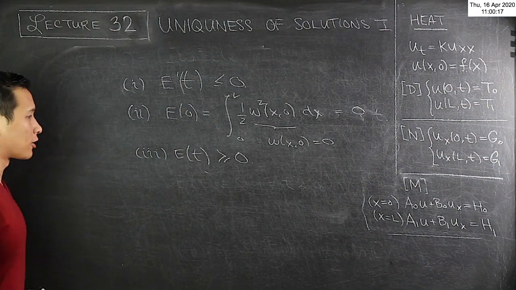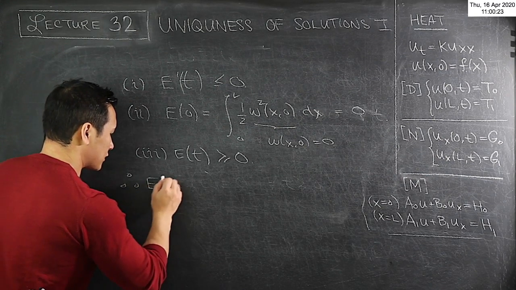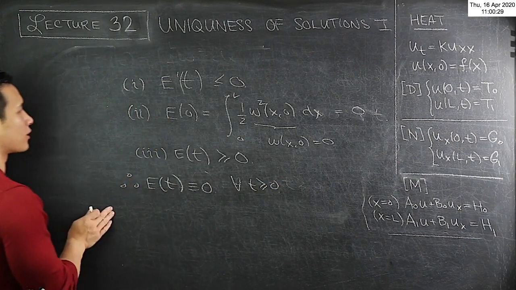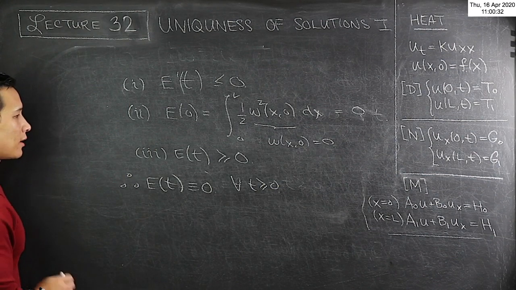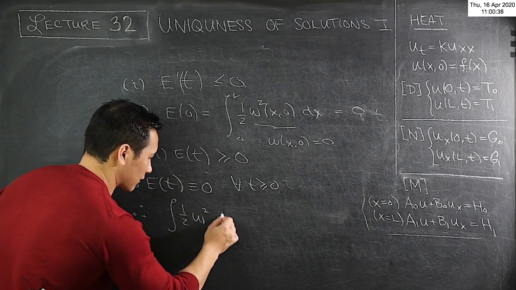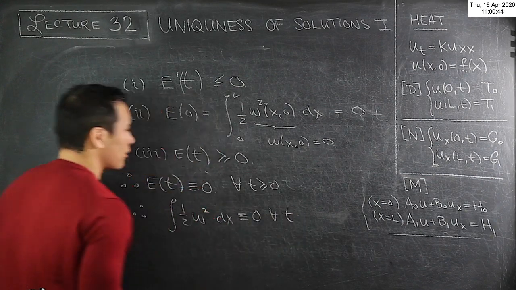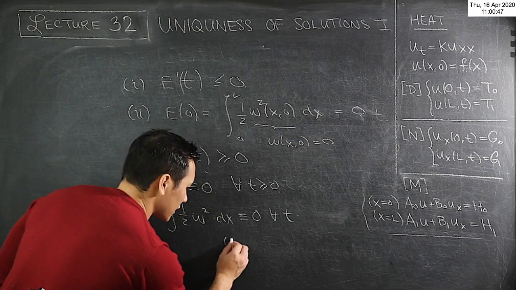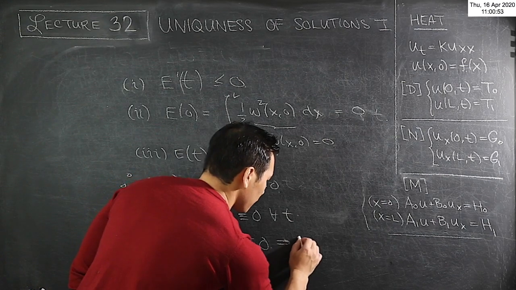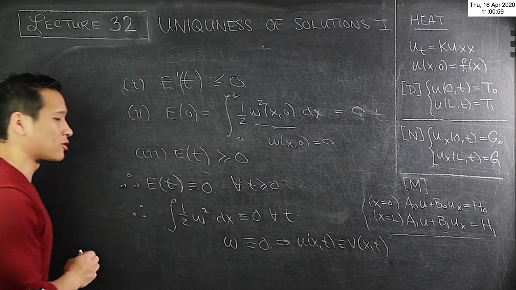So at this point, you're able to conclude that with item 1, item 2, and item 3, you have the fact that E of t has to be identically equal to 0 for all t greater than or equal to 0. That is the only function that satisfies those three conditions. And so therefore, you're left to conclude that the integral of 1/2 W squared dx has to be equal to 0 for all t. And the only way that can happen is if that integrand itself is identically equal to 0. And so therefore, u of x,t is identically equal to v of x,t, and solutions are unique.